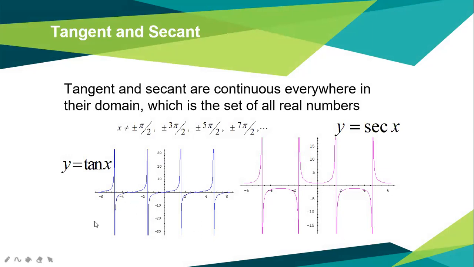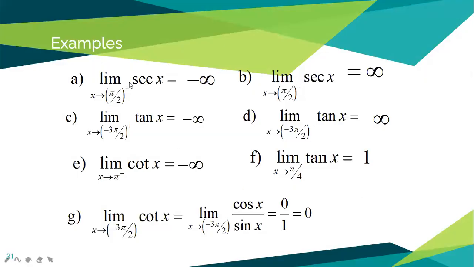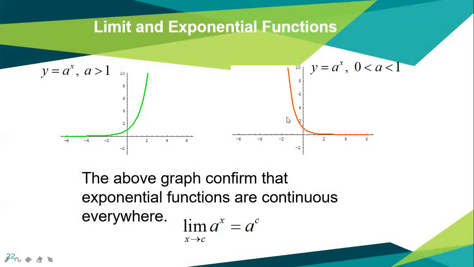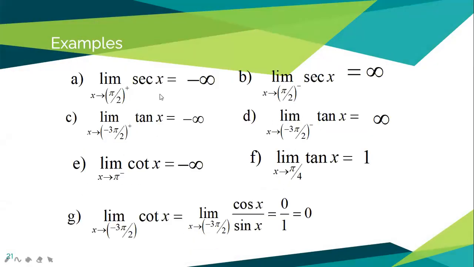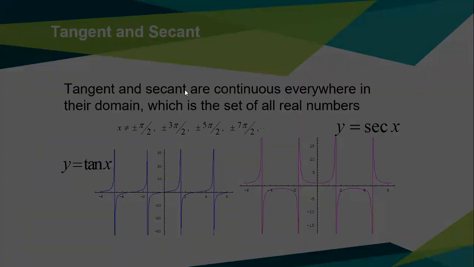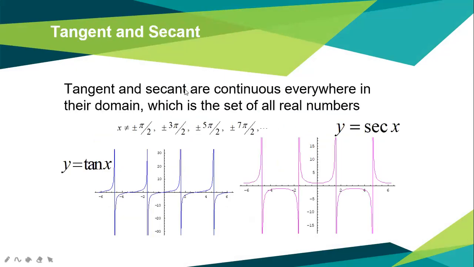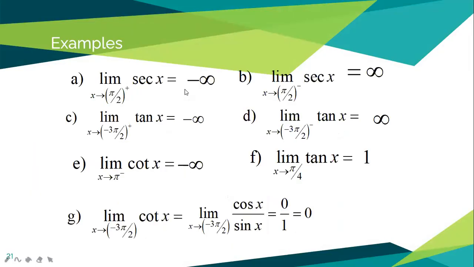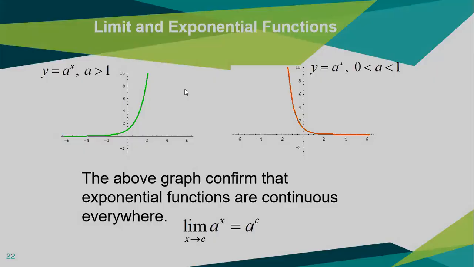And here you see the graph of tangent, and this is the graph of secant. And here are examples of limit theorems, including those for trigonometric functions. Just try this one. We will just briefly go over tangent, secant, and cosine, since we are going to discuss more of that in the next topics.